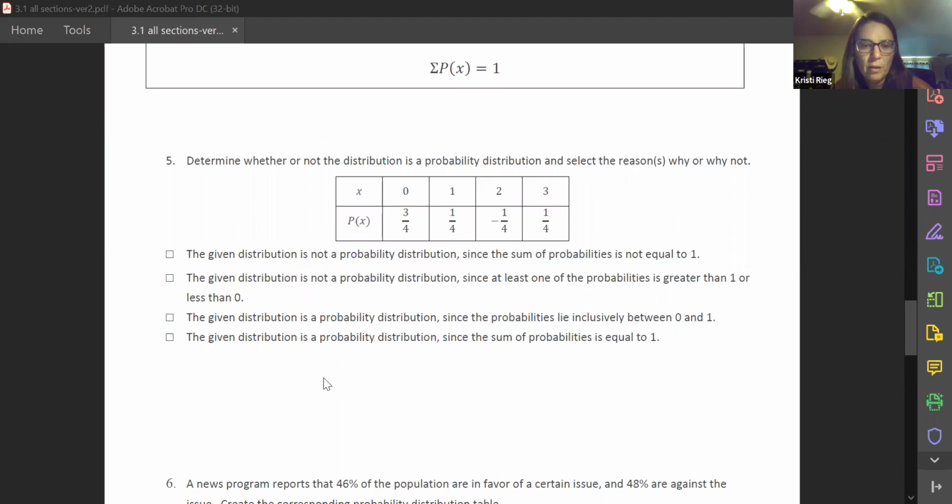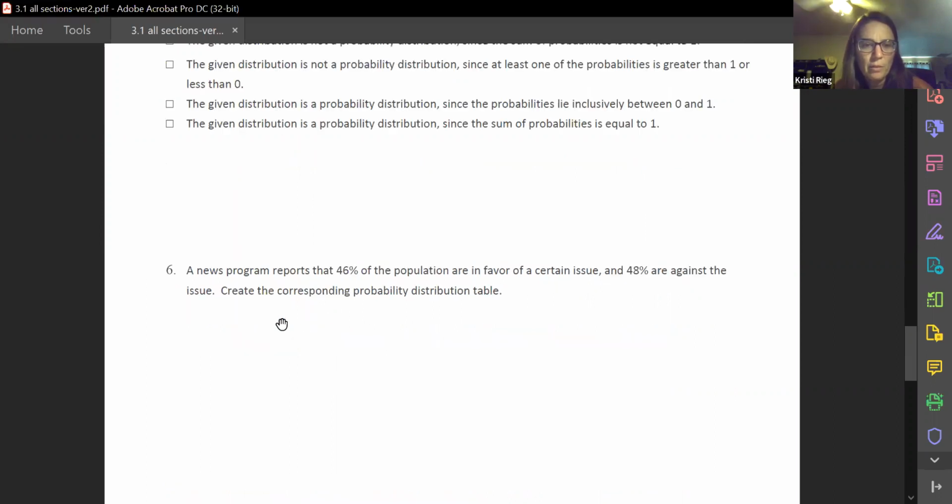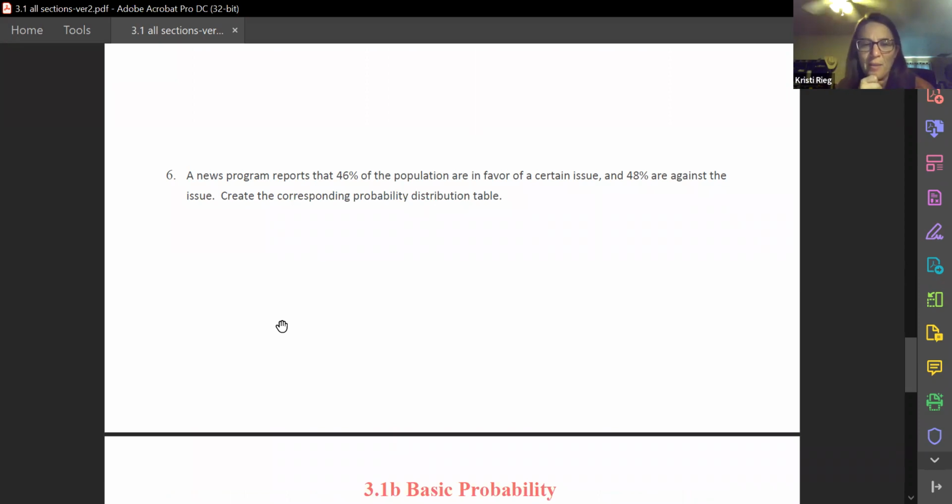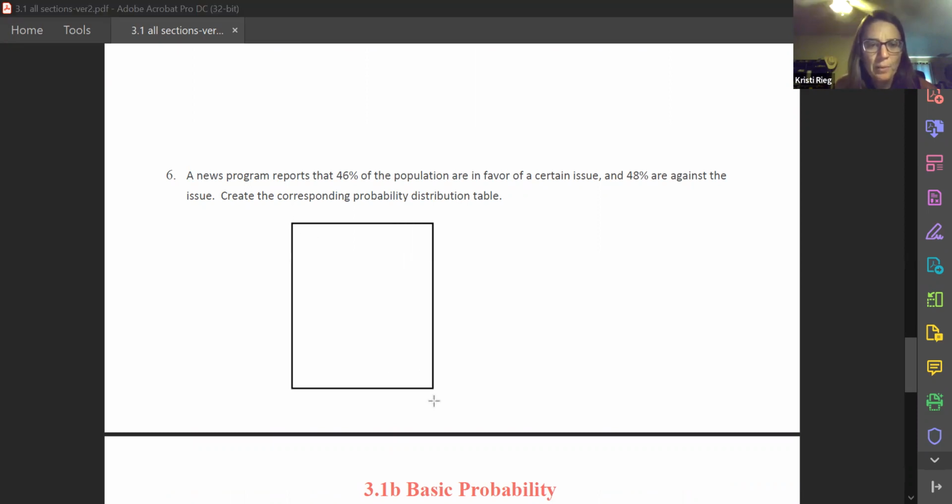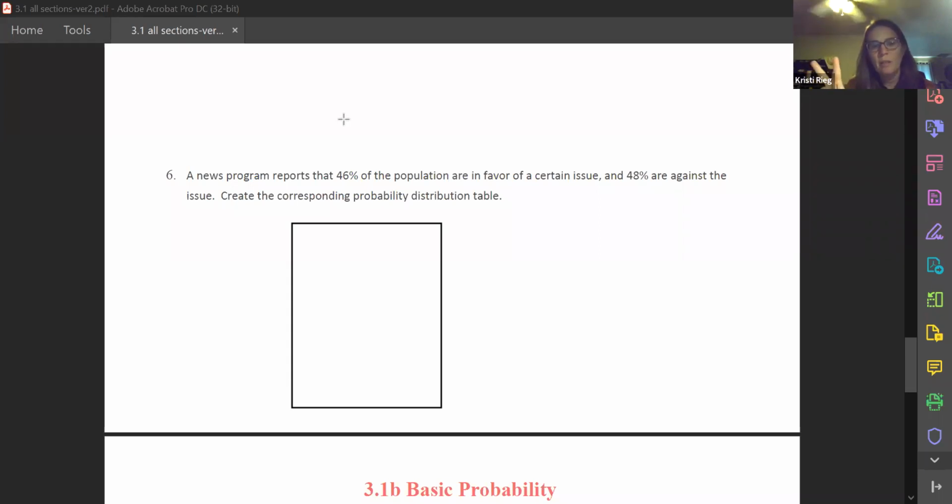We're going to make a table right here. I was thinking about this in my head earlier and thought, oh, the table will be real easy to make, but now I am second guessing that because I'm doing this on Zoom. Okay, we're going to make a table. I'm going to try to make it as nice as possible. We have 2 choices. 46% say they're in favor, 48% say that they are against, and we know that it has to equal 1 whole or 100%. So we need a third category, and we're going to call it undecided.